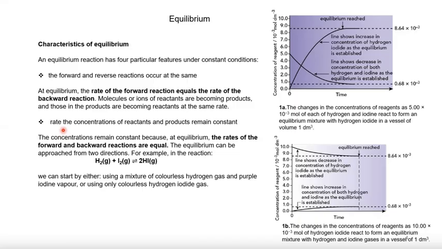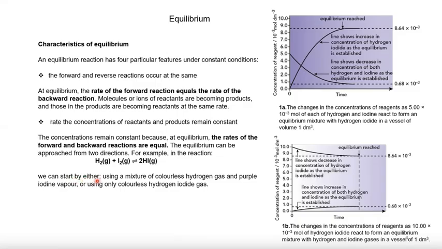Then another feature is that the concentrations of reactants and products remain constant. The concentration remains constant because, remember, at equilibrium the rates of the forward and backward reactions are equal. That's why the concentrations of reactants and products remain constant. When they remain constant, we say the reaction is at equilibrium.